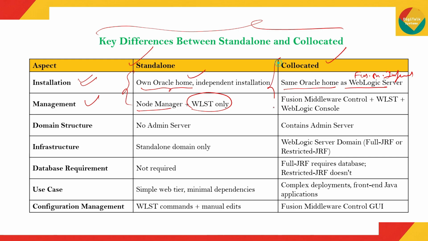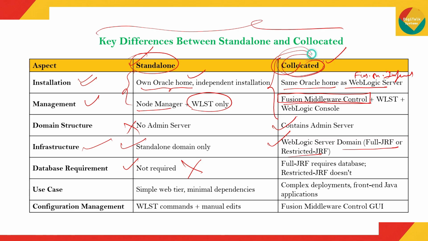But in co-located, we have one more tool in place, which is called Fusion Middleware Control, or the EM console. Domain structure: in standalone, we do not have any admin server, but in co-located we always have an admin server. Infrastructure: in standalone we have only the standalone domain, and in co-located, as I said, we have the full JRF or the restricted JRF domain. So for standalone, a database is not required.